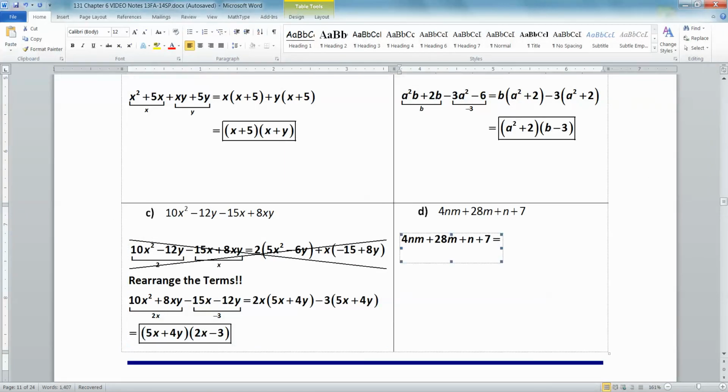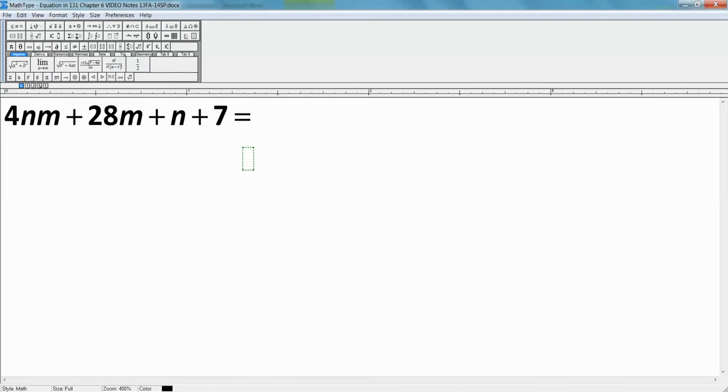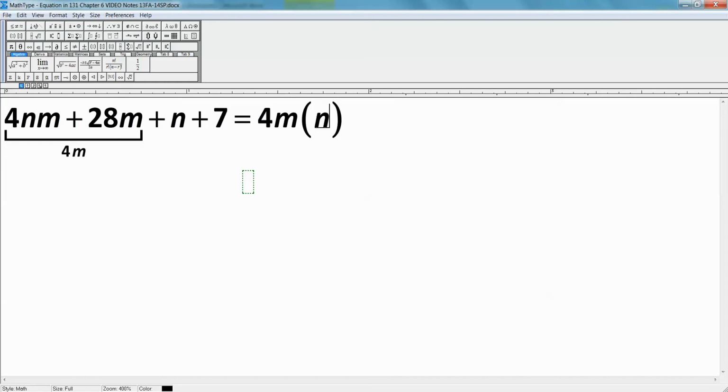All right, last but not least, and that's this one over here. So let's see. This one actually isn't as hard as the last one. If you look at the first two, it's kind of obvious. They both have a 4 and an m that goes into both of those. And then let me just write that out. 4m, that would leave me n plus 7.